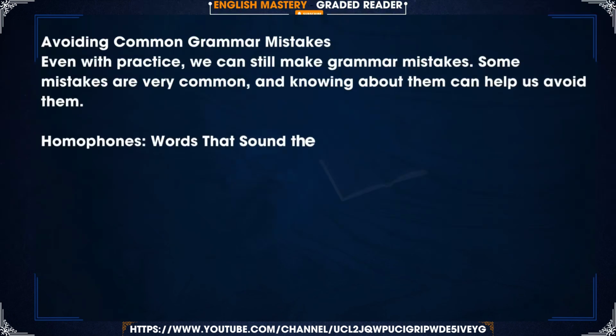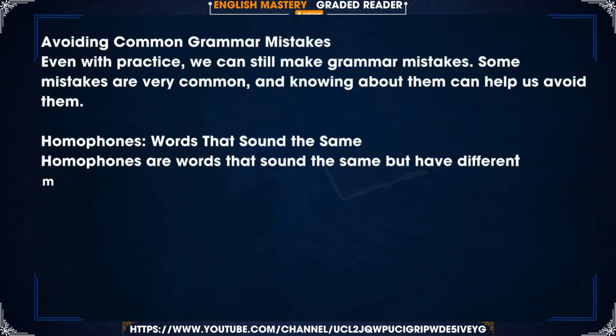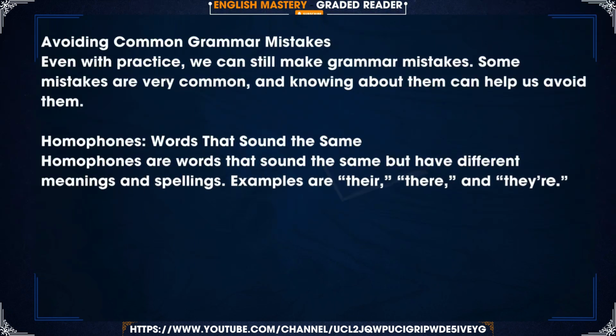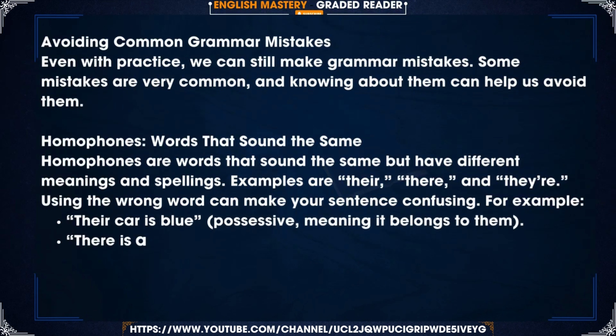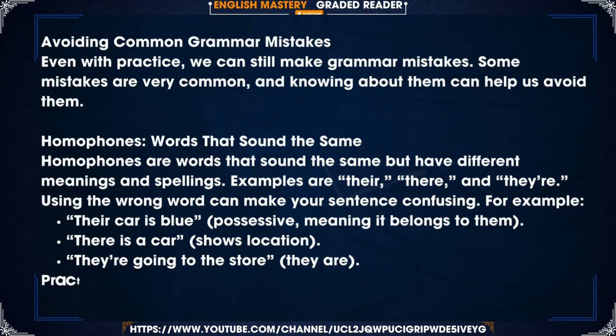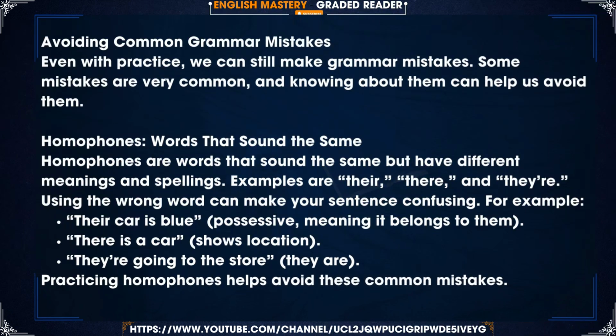Homophones, words that sound the same. Homophones are words that sound the same but have different meanings and spellings. Examples are their, there, and they're. Using the wrong word can make your sentence confusing. For example, their car is blue, possessive, meaning it belongs to them. There is a car, shows location. They're going to the store. They are. Practicing homophones helps avoid these common mistakes.